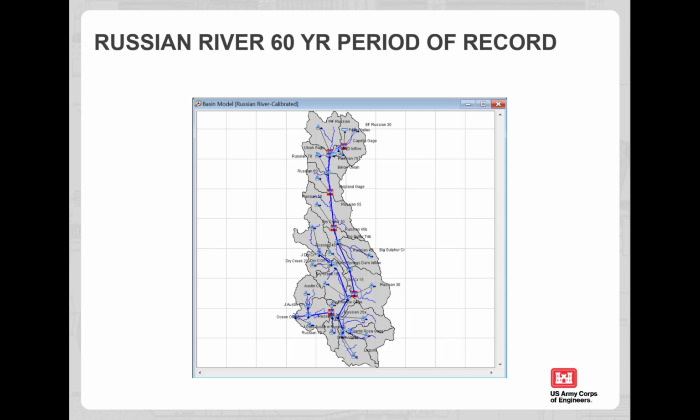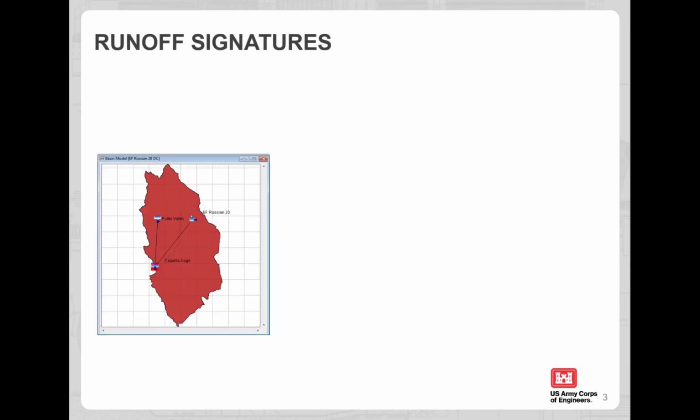This study weighed the competing interests of water supply in the Coyote Valley Dam Reservoir versus flood risk downstream. It was important that both volumes and peak flows were well represented by the model. Calibration should always proceed from upstream to downstream. In this case, we are starting with our most upstream subbasin, East Fork Russian 20.